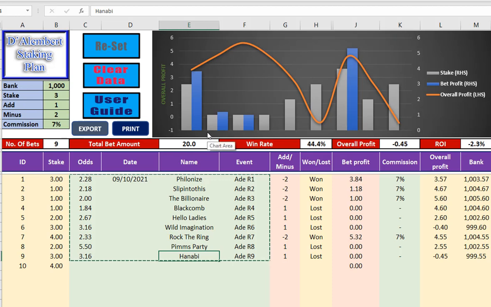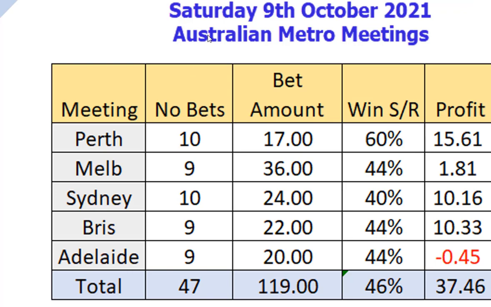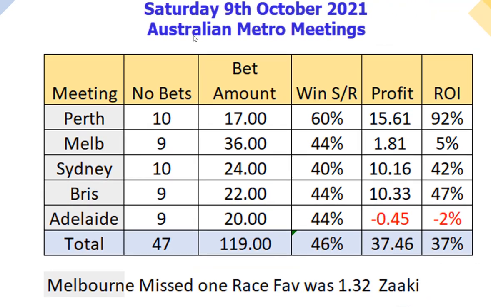I'm not saying it's going to work every weekend, but this is the last weekend that's just been when I was running it using the Betfair favourite just before the start. So these were the figures of that Saturday. You can see the bets here. We had 47 bets. We spent nearly $120. Strike rate was 46%, and the profit was 37.46 for a return on investment of 37%.